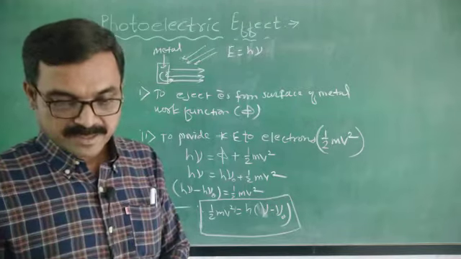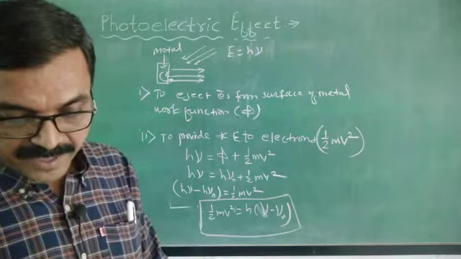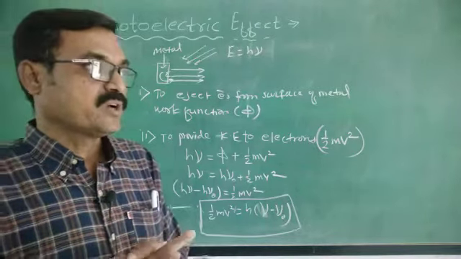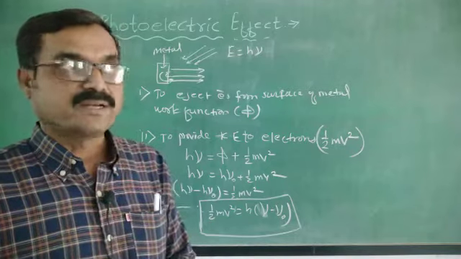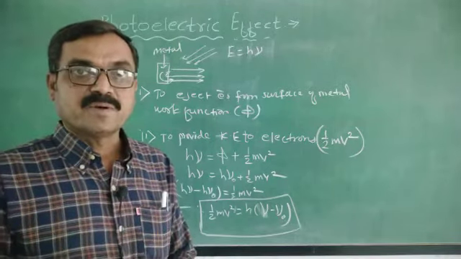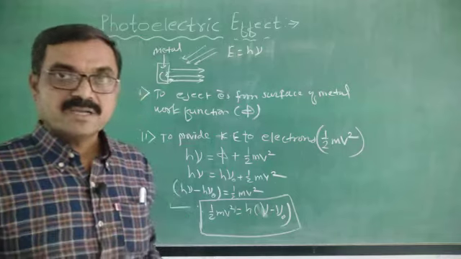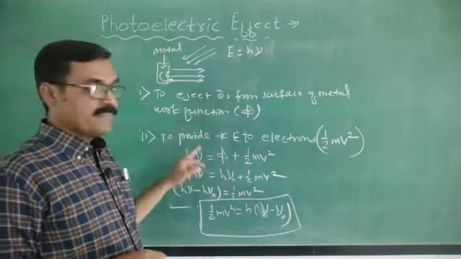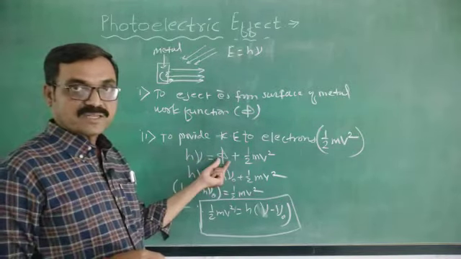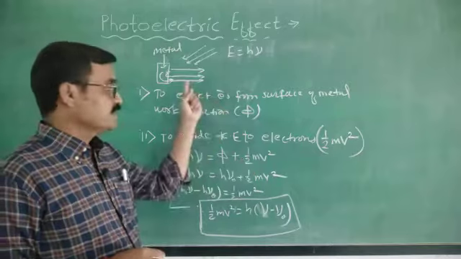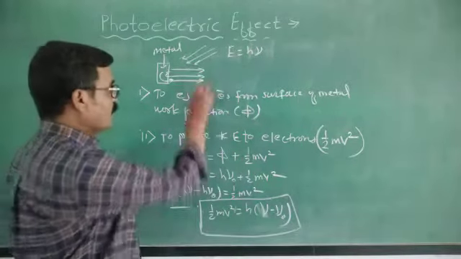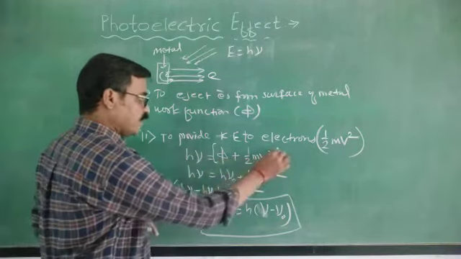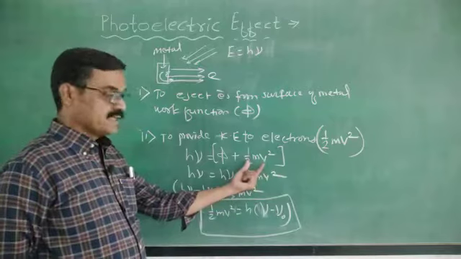Now third point, the different metals have different threshold frequency and the number of ejected electrons is directly proportional to the intensity of light. As the intensity increases, the number of electrons ejected also increases. This h nu is the intensity, h nu is the energy of the incident light. Then this energy is utilized for two purposes: to eject the electron as well as to increase the kinetic energy of these ejected electrons. Now that's why this h nu, energy of the incident light, is equals to work function plus kinetic energy of ejected electron.